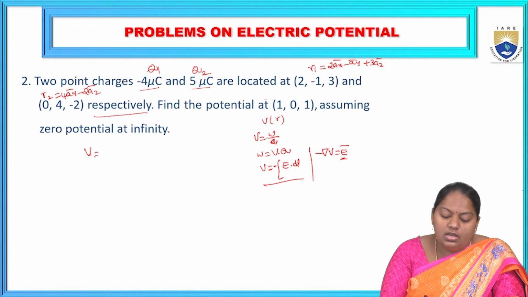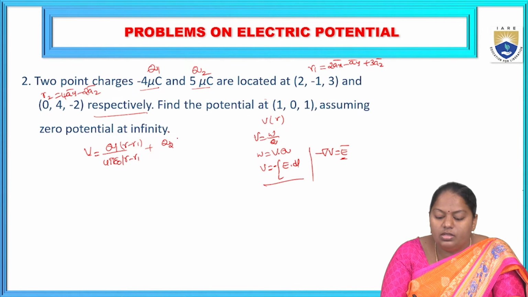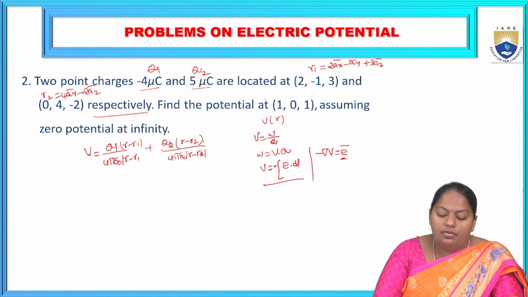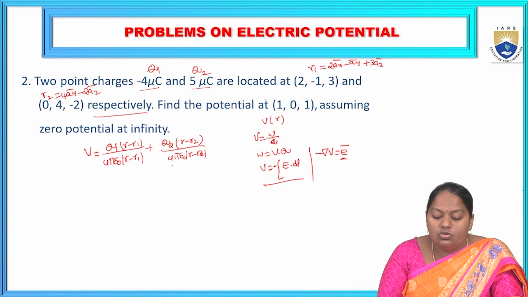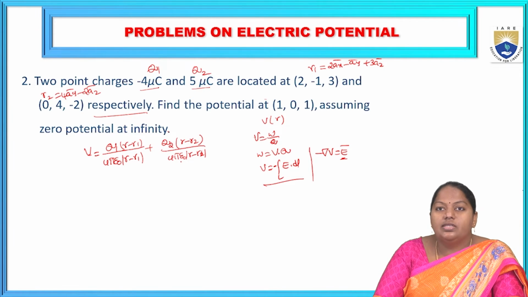So to find the electric potential, the formula is Q1 into (R minus R1) by 4 pi epsilon naught into modulus of (R minus R1), plus Q2 into (R minus R2) by 4 pi epsilon naught into modulus of (R minus R2). If you have n number of point charges, that n value is to be given as 1 and 2.